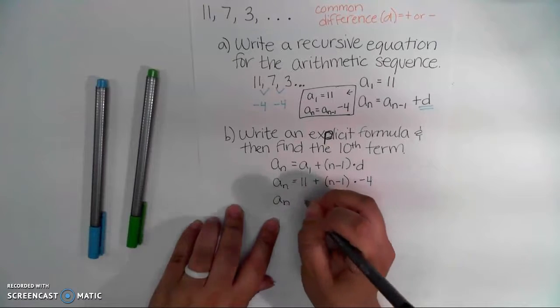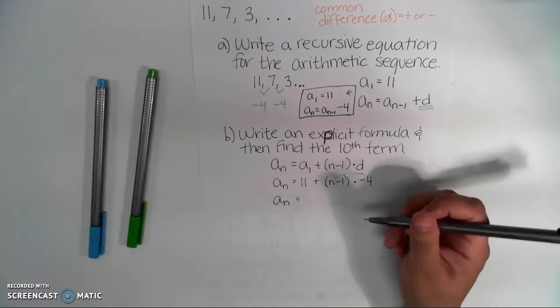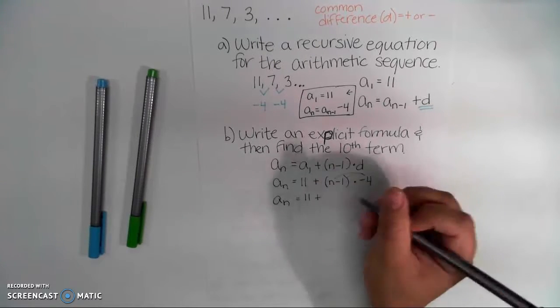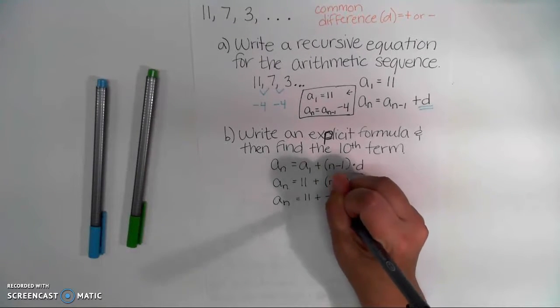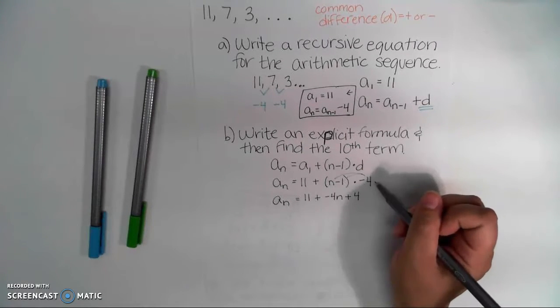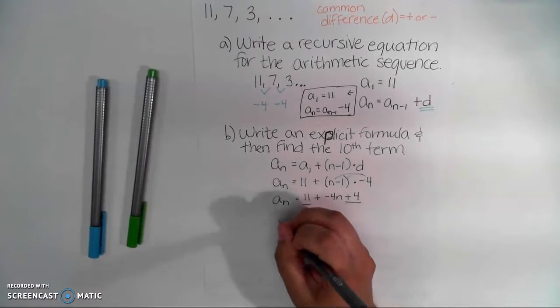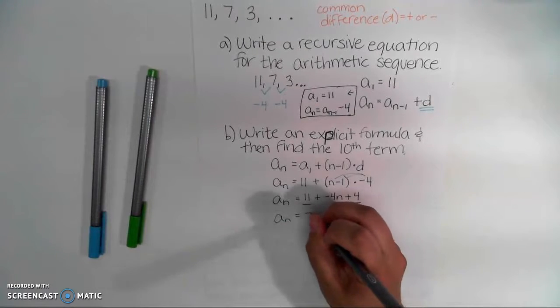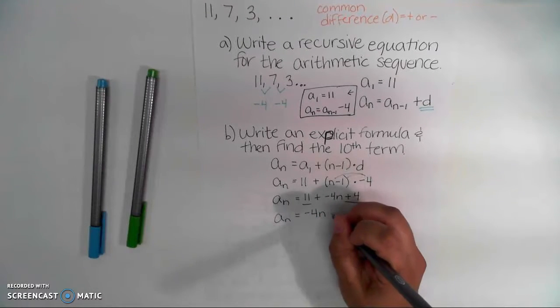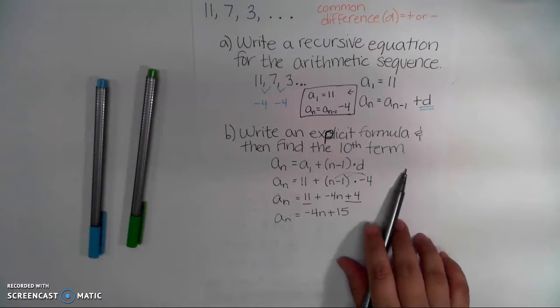So if I were to make a generalized equation for this, I can do some reducing here. So I can distribute that. So we'd have 11 plus negative 4n plus 4, because negative 4 times n is negative 4n, negative 4 times negative 1 is positive 4. And then I would find my terms that are like. So my formula, an explicit formula, would be a sub n equals negative 4n plus 15.